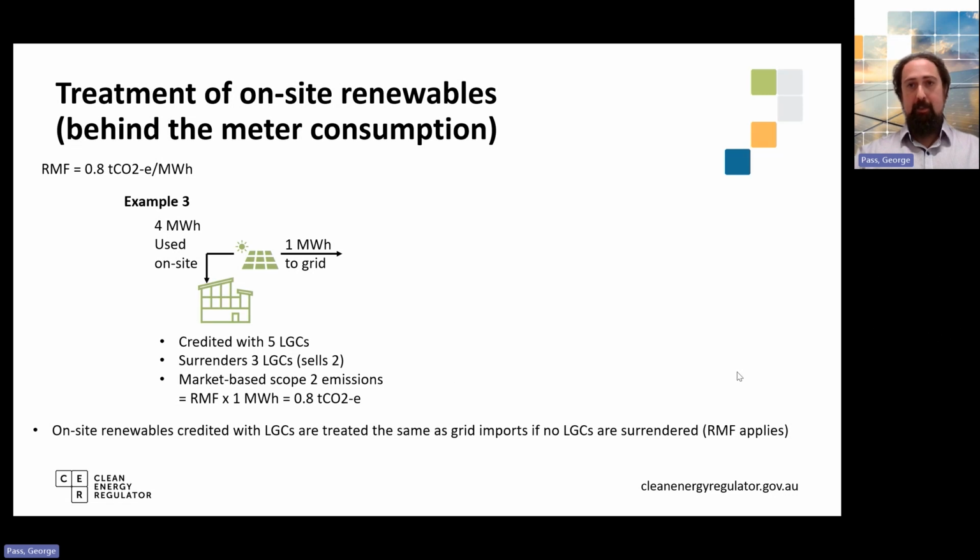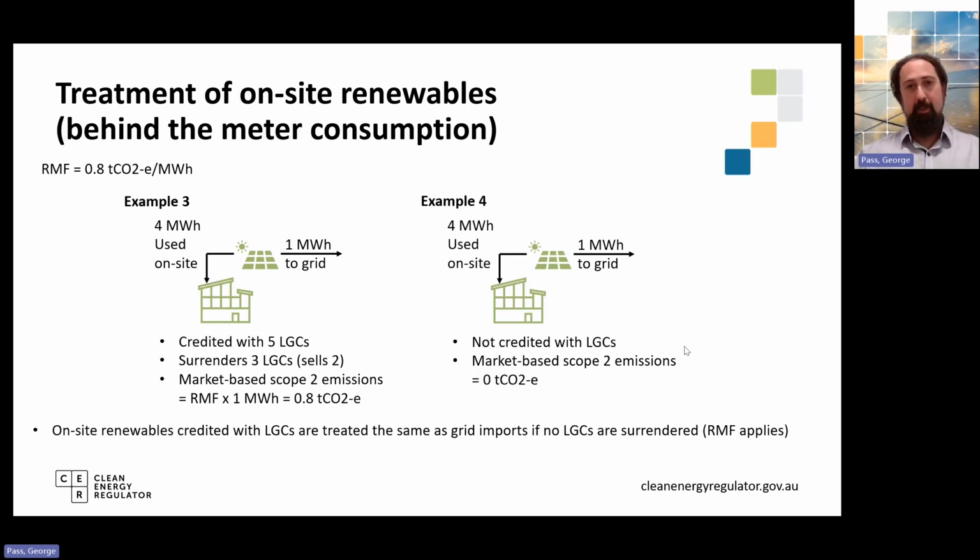In this third scenario, we've got the same setup, but this time the company surrenders 3 of their LGCs and sells the other 2. The 3 LGCs surrendered allow the company to claim the associated renewable energy attributes for 3 megawatt hours of on-site consumption, and that leaves 1 megawatt hour of residual electricity to be treated as if it were imported from the grid. So the company's residual Scope 2 emissions in this case are 0.8 tonnes of CO2 equivalent.